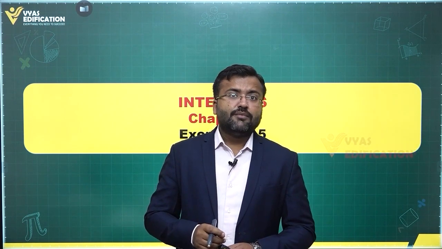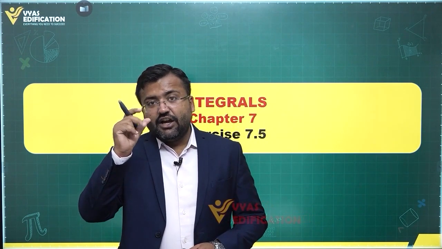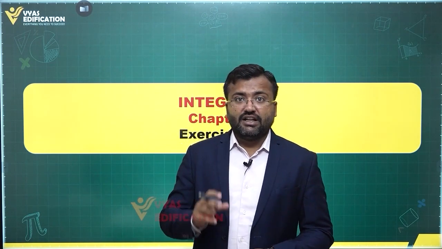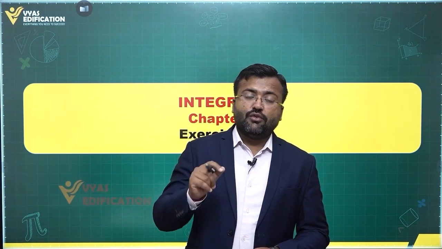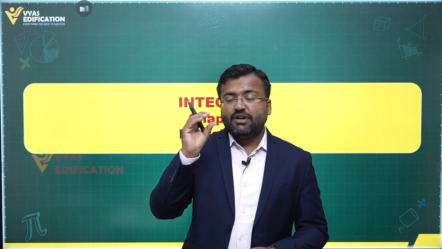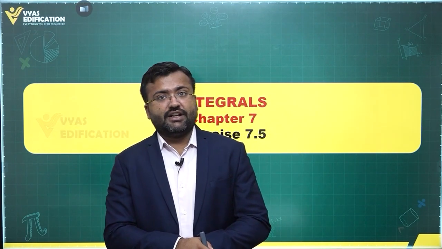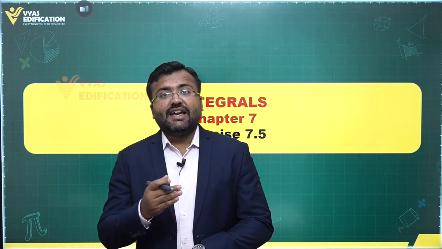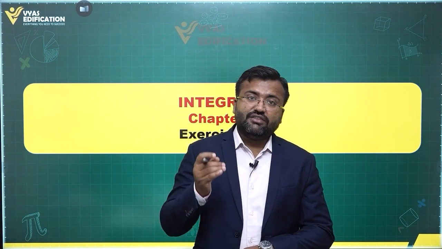This is what you look at, polynomial upon polynomial, and in that also the degree of numerator and degree of denominator, we should be looking at. If the degree of numerator is lesser than degree of denominator, that is called a proper rational function. In case you get a degree of numerator greater than the denominator, what do you do? You use long division and you divide the numerator by the denominator.